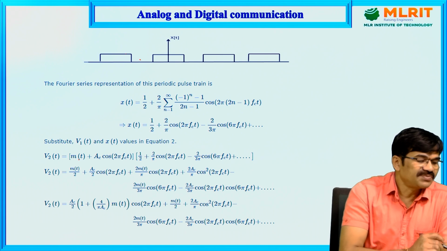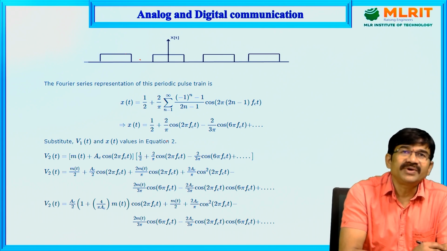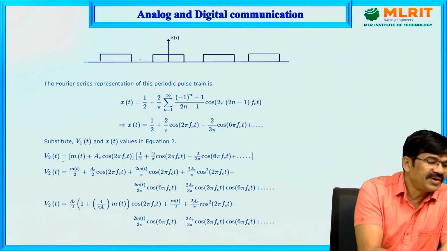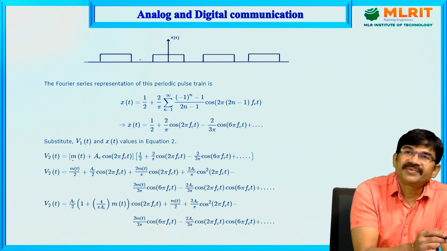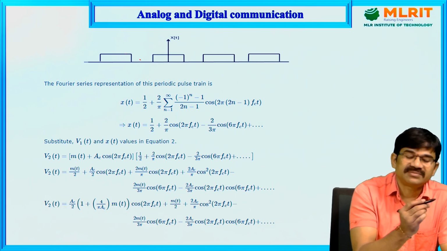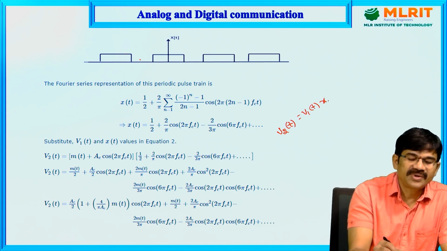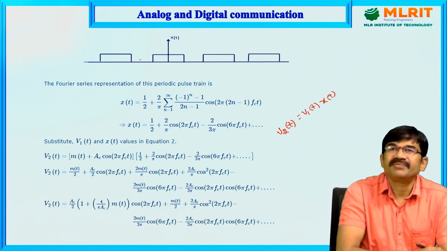So now substitute V1 of t and x of t values in equation number 2. What is V1 of t? V1 of t is nothing but m of t plus Ac cos 2 pi fct. Okay, so V2 of t is nothing but V1 of t multiplied with x of t. Already we know V2 of t is equal to V1 of t into x of t.